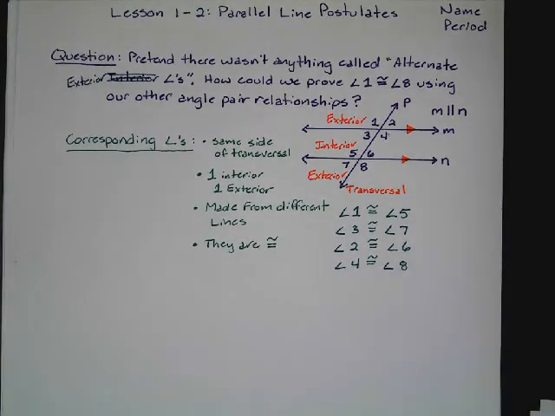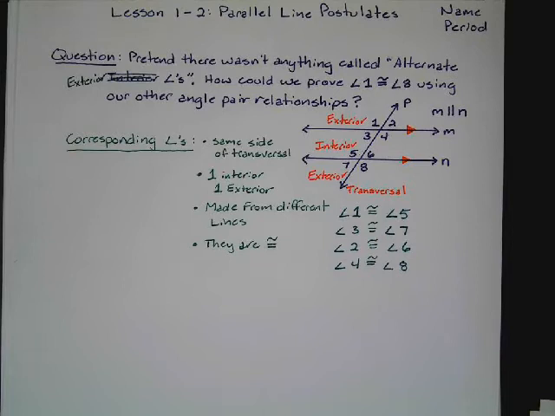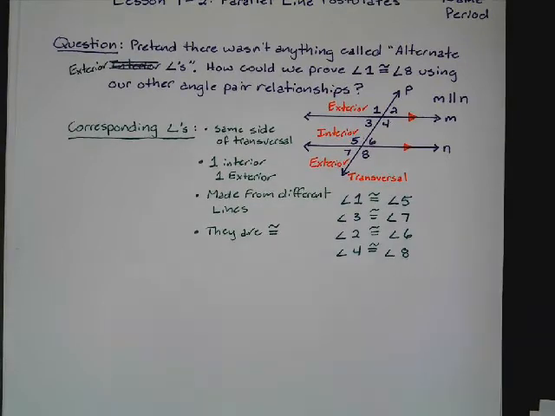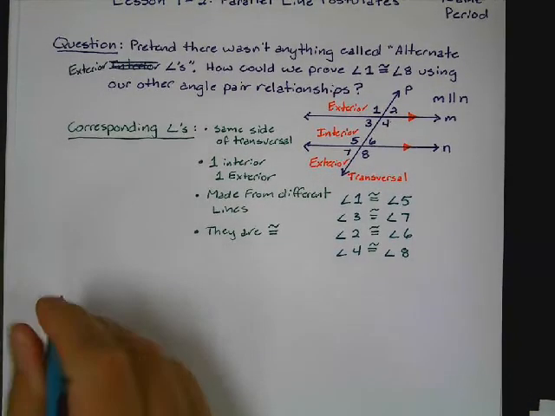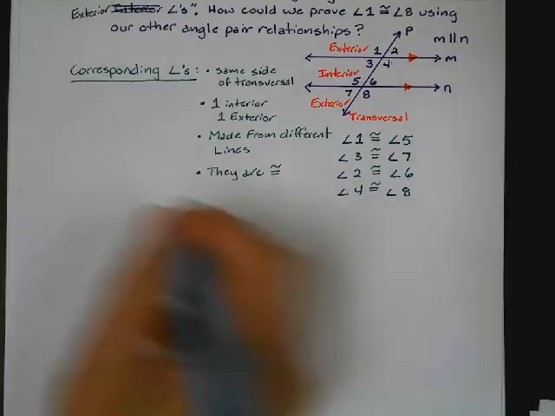So these are congruent, these are congruent, these are congruent, these are congruent. All right, next one. Let's do same side interior angles next. Let's do this color.